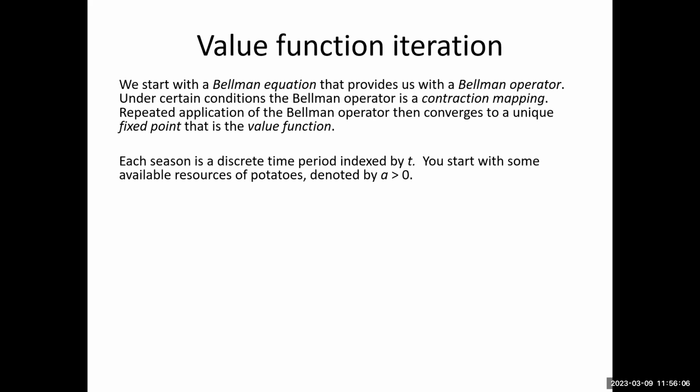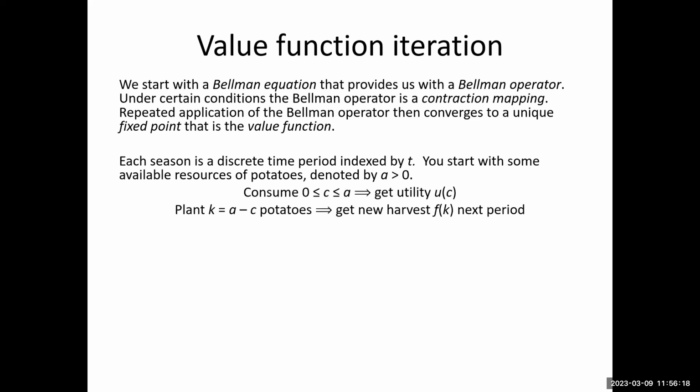More formally, each season is a discrete time period indexed by T. You start with some available resources of potatoes denoted by A greater than 0. You consume C between 0 and A to get utility U of C, where U is a utility function. You plant K equals A minus C potatoes, the potatoes you do not consume, to get a new harvest F of K next period, where F is a production function.